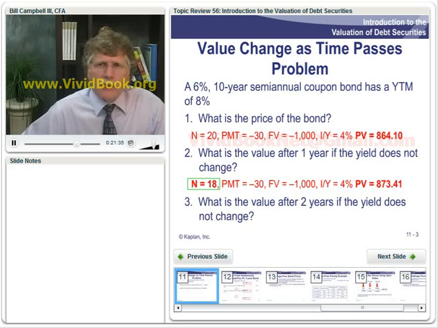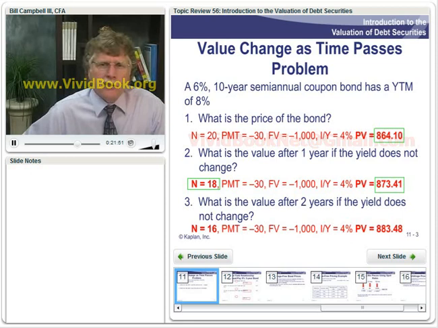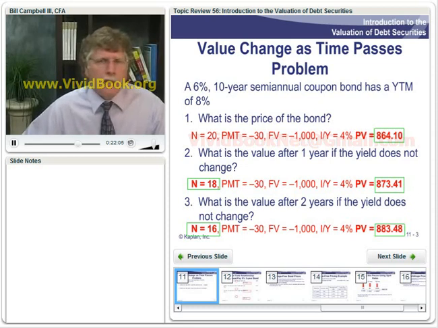The price of the bond has gone up from $864.10 to $873.41. The only difference, a year has passed. What's the value after 2 years? Now N gets changed, notice, to 16. Everything else stays the same. The value of the bond, $883.48. The price of the bond is getting pulled toward par. It's getting pulled to $1,000 simply because time is passing. Nothing else is happening.